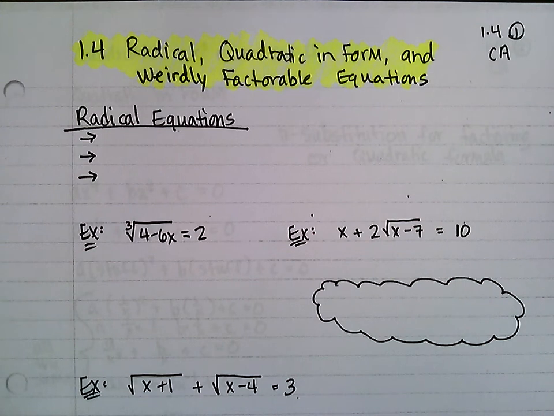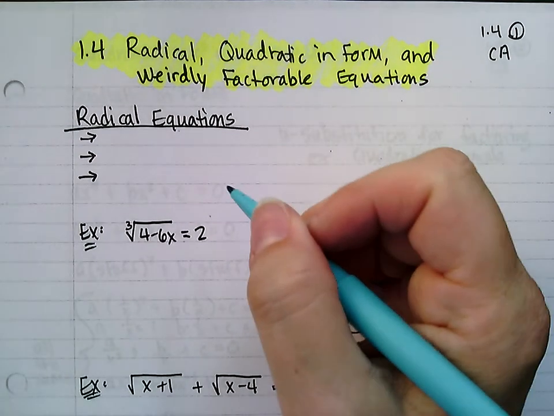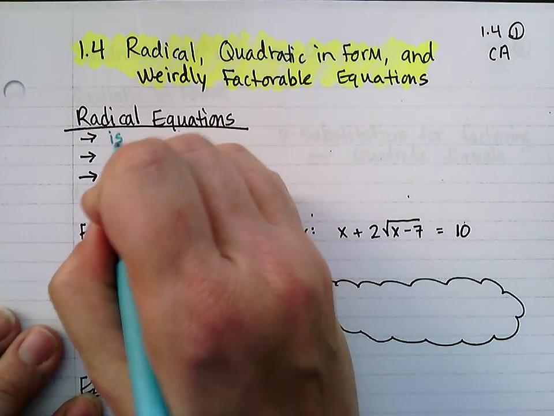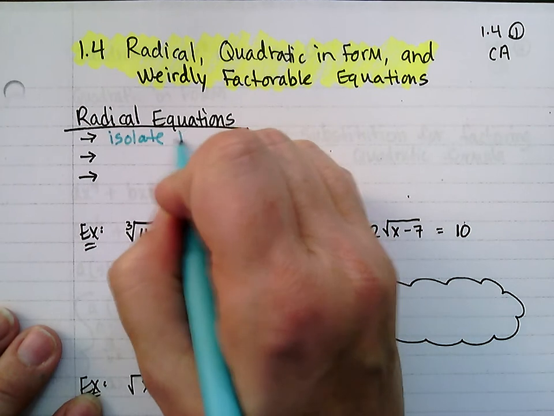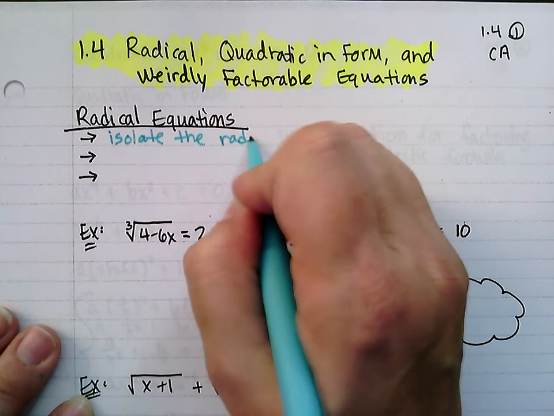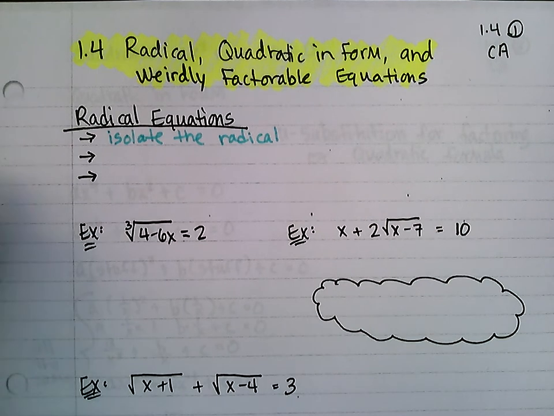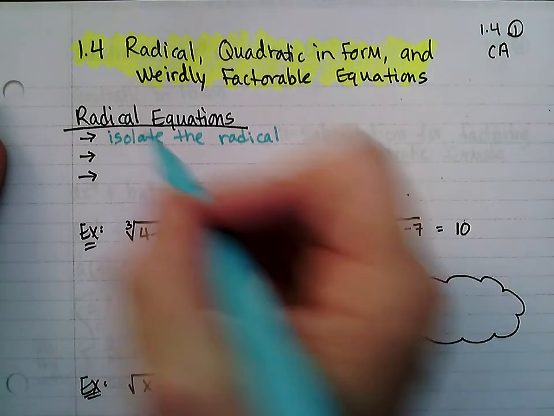Section 1.4 in college algebra is going to cover solving some interesting equations. We're going to start out with radical equations. What we want to do first when we are solving equations that have radicals in them is isolate the radical. Now, as you're going to see, sometimes there's more than one radical. When that happens, a couple of things are possible. We'll get to see some of the most interesting ones together.